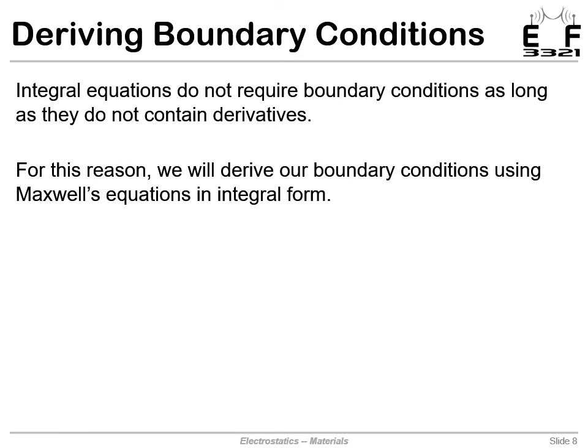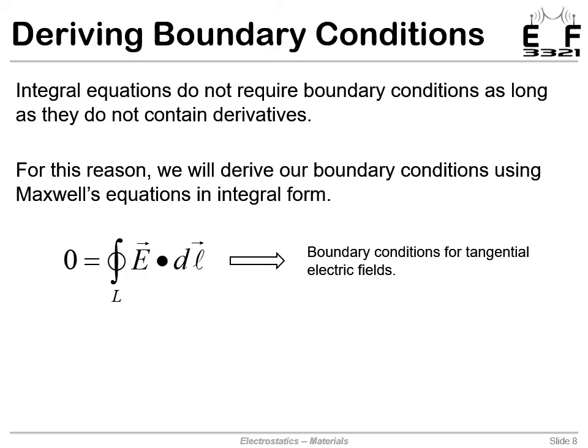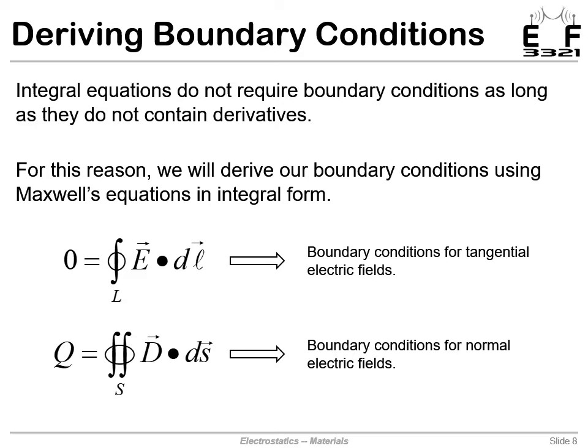So if we want to derive expressions for the boundary conditions, it makes sense then that we would derive them from the integral equations, because clearly whatever's going on, that information must be contained in the integral equations if they don't need boundary conditions. So that's where we'll start. So we have the line integral E dot dl. We're going to use this to derive the boundary conditions for the tangential components of the fields. And then we have integrating the flux. We will use this to calculate our boundary conditions for the normal components of the electric fields.